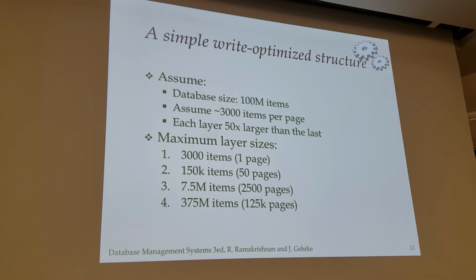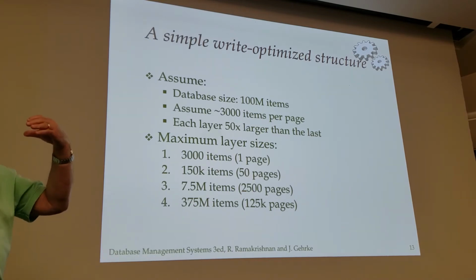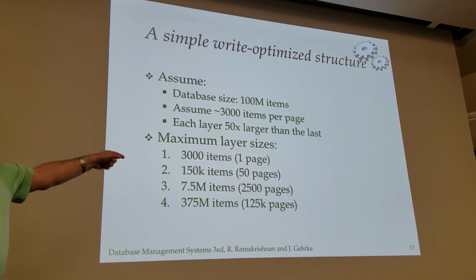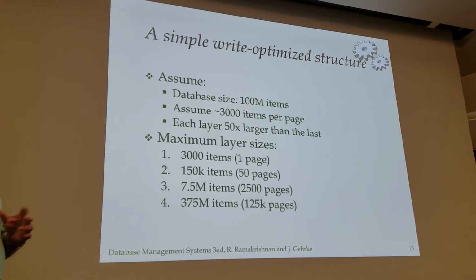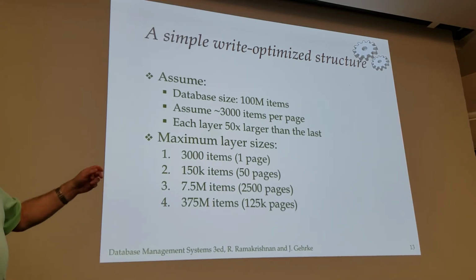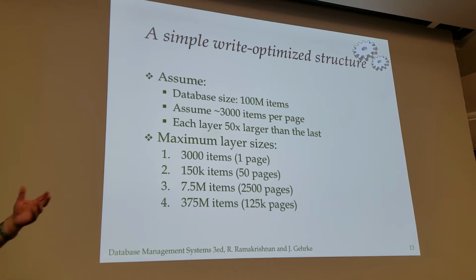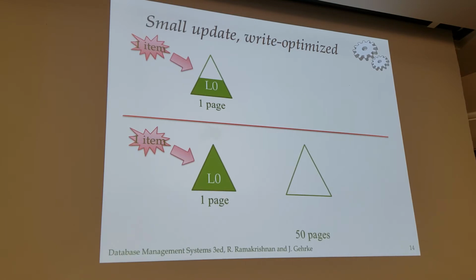So here's an example. We have a database size of 100 million items. Let's assume that we can have 3,000 items on a page. And we're going to have layers. When I first described this, I said assume each layer was 10 times bigger than the other. Let's assume that each layer is 50 times bigger than the one below it. We have a layer of a given size, and now a layer that can have 50 times as many items. That would be 150K items, 50 pages' worth, and the next one can have 50 times that, which is 7.5 million, or 2,500 pages, and the next one 375 million items, which is 125K pages. And now we get a picture.